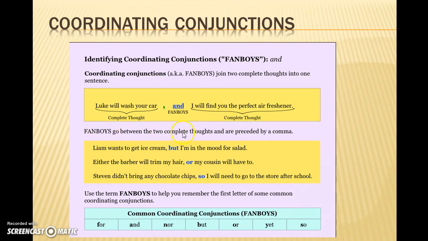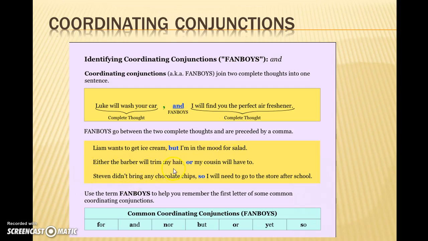Fanboys go between the 2 complete thoughts and are preceded by a comma, right? So if you have 2 complete independent clauses, 2 complete thoughts, you will have a comma and one of the fanboys. So, Liam wants to get ice cream, comma, but I'm in the mood for salad.